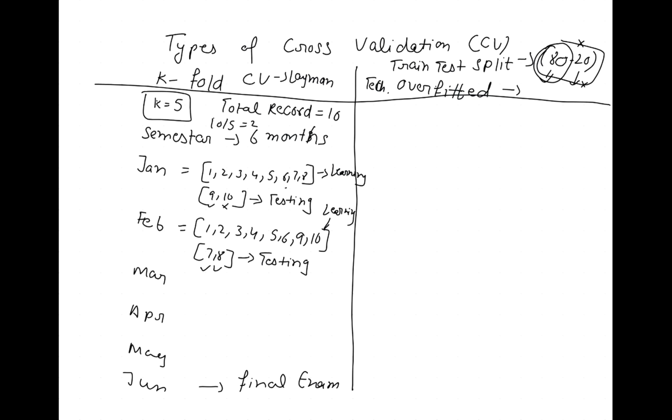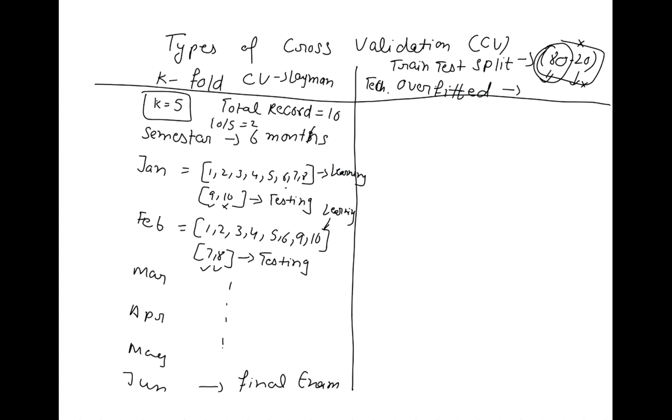In the train test split, the university was only taking one exam, but now the university has opted for this method. They are giving you a test every month. Maybe you got frustrated, they are taking so many tests. I'm frustrated with this university, but believe me, this is the best way. I will tell you in technical terms how. Okay, so this will happen to you up to May.